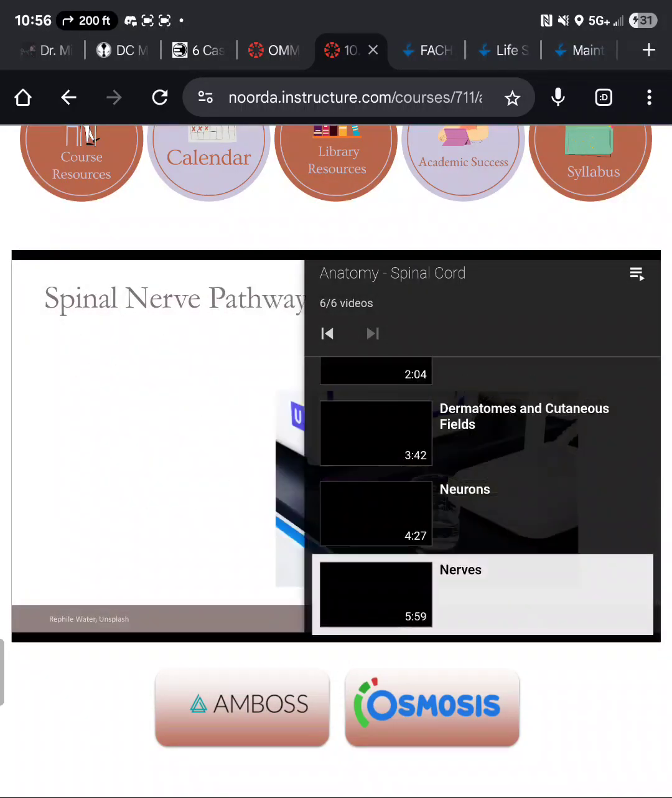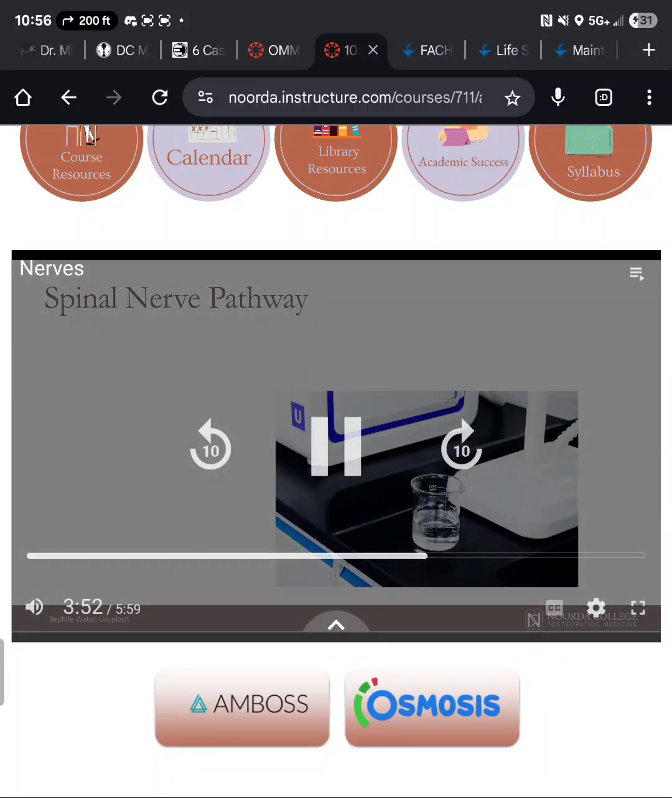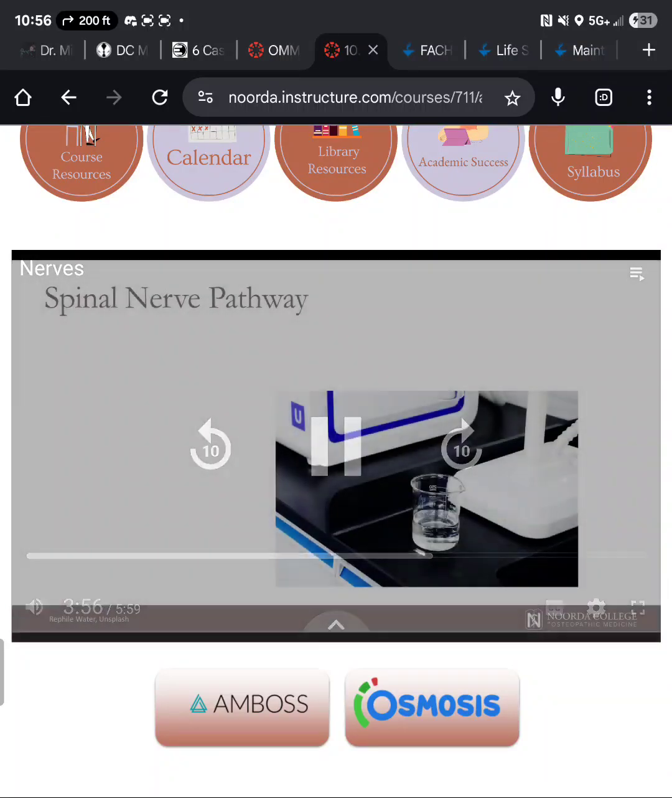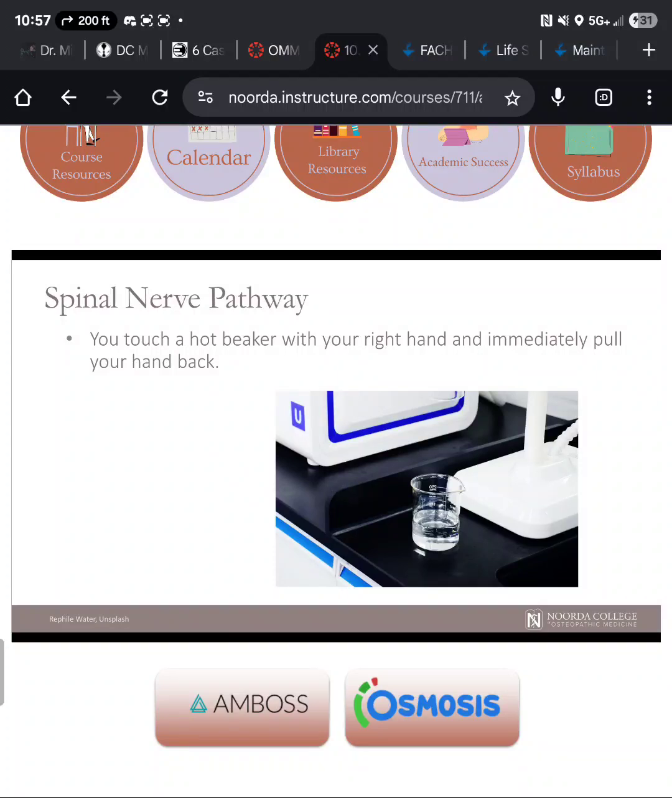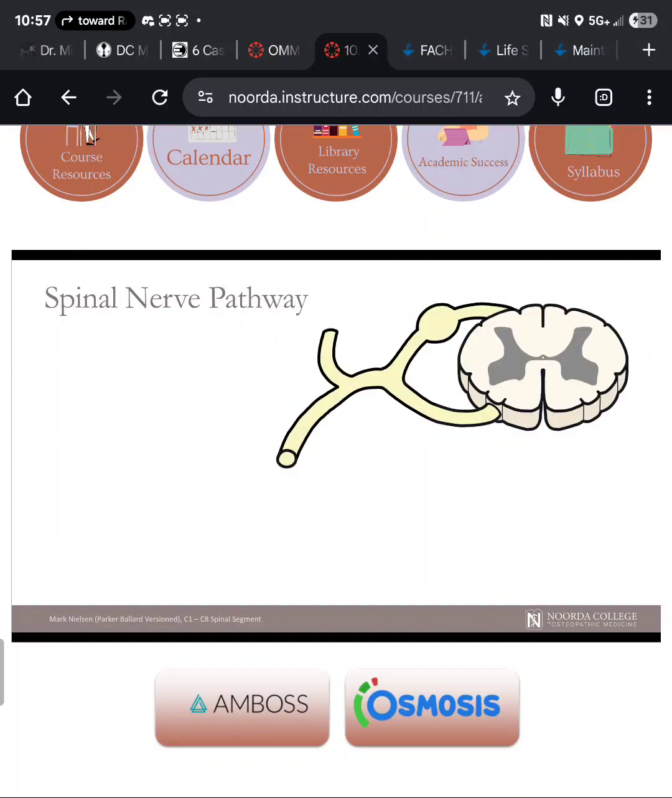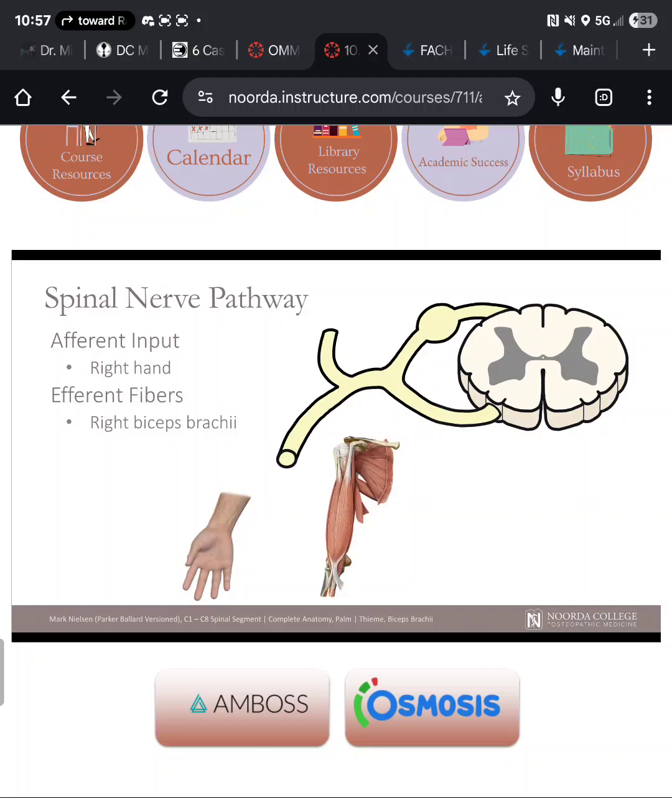And I think one of the best ways to learn all these components is to see them in action. So we're going to throw it back to your undergrad Gen Chem labs, and we've got a little scenario here. And it is that you touch a hot beaker with your right hand, and then just instinctively you immediately pull your hand back. So let's trace this nerve pathway, and to do this we're going to use this image of a spinal cord segment, and then we're going to have afferent or sensory input from the right hand, so we'll add an image of that there, and then we're going to have those efferent motor fibers going to the right biceps brachii to help us pull our hand away from the hot beaker.